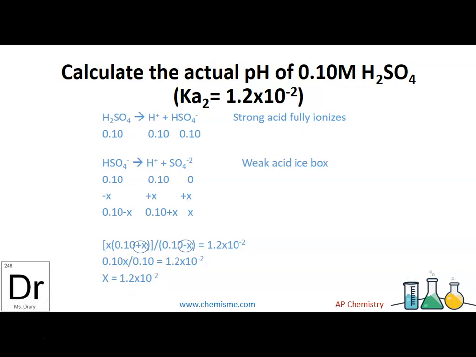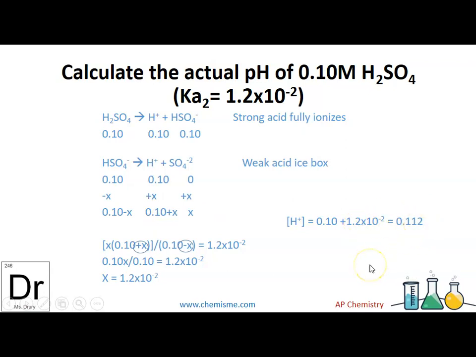This actually happens every single time. The second X, or the ion that you don't know, is always equal to the Ka of the second time it loses its ions. So now if we want to figure out what our pH is, we just have to plug it back in. 0.1 that we had gotten from the first ionization, plus 1.2 times 10 to the minus 2 that we got the second time we ionized, which is a lot less, is 0.112.